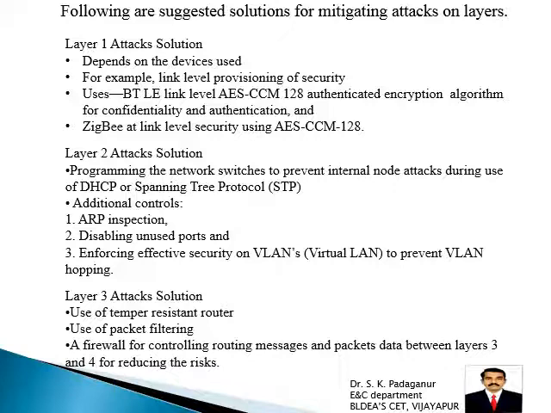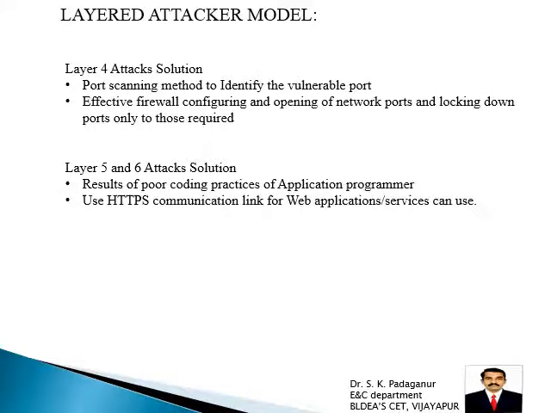Use of packet filtering. So firewall, as I said, is very important. It can act as a filter, so it can allow some data, and some data should be filtered. Then layer 4 attack solution: port scanning methods to identify the vulnerable ports, then effectively configuring firewalls, and opening of network ports or locking down ports only to those required. Then lastly, layer 5 and 6 attack solutions, as these are the result of poor coding practices by application programmers.